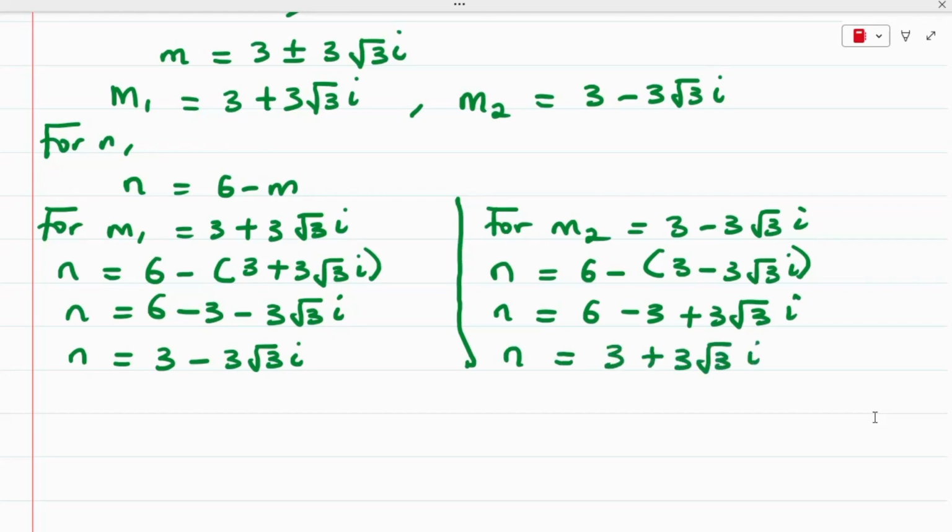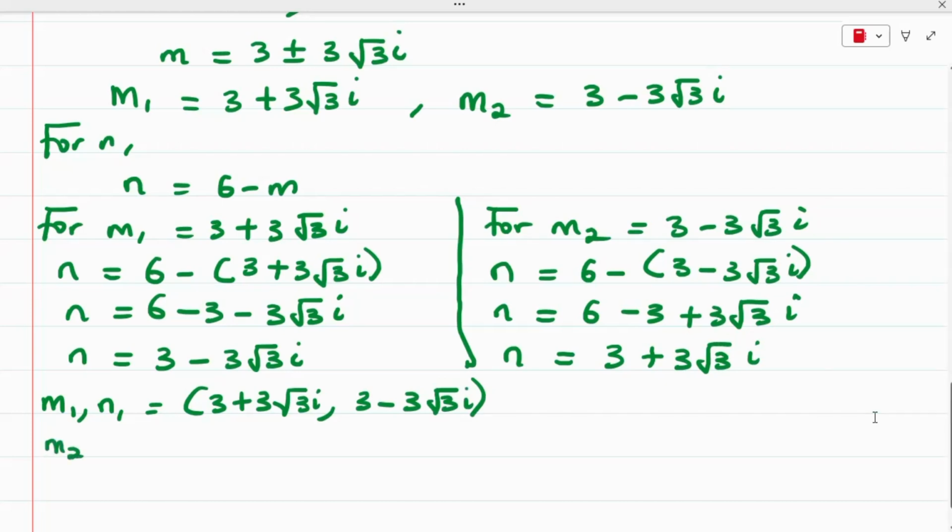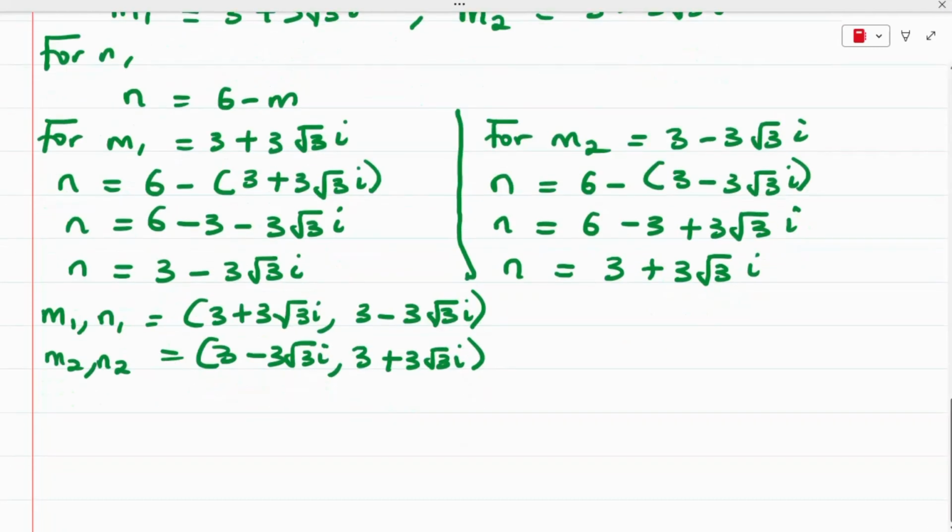So we are going to say m1, n1 is equal to 3 plus 3 the square root of 3i and 3 minus 3 the square root of 3i, and we have m2, n2 is equal to 3 minus 3 the square root of 3i and 3 plus 3 the square root of 3i. So we have been able to find the values of m and n.